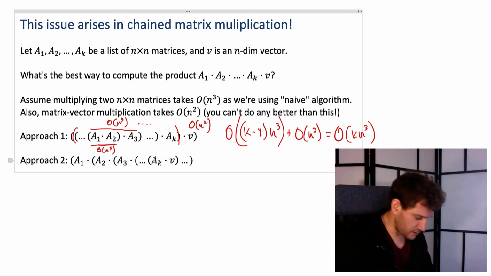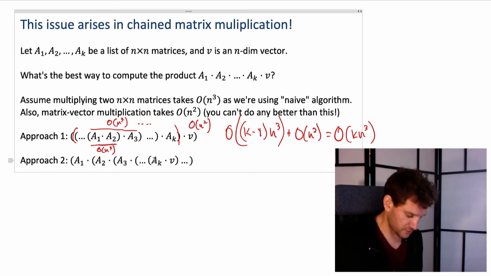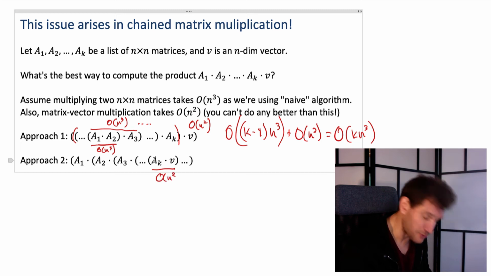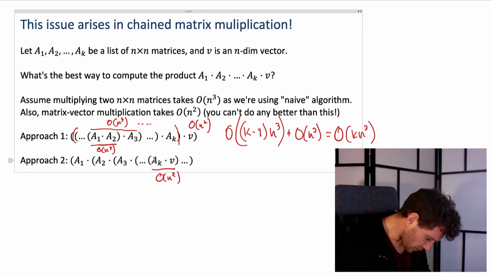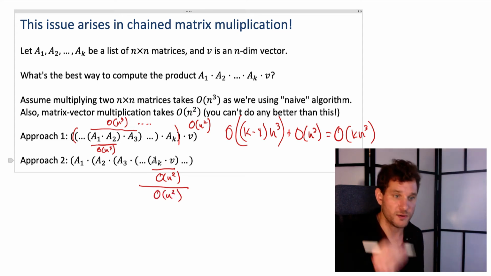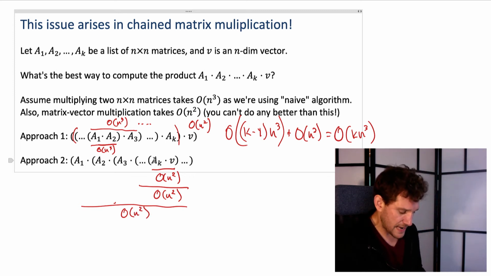Let's say approach 2. If we decided to do approach 2, you'll notice that every multiplication in approach 2 is a matrix times vector multiplication. So here, this is an O of n squared operation, because it's a matrix times a vector. The next one's going to be another O of n squared operation. And if we keep going, we're going to get an O of n squared operation for each one of these things. The last one's again going to be an O of n squared operation because A_k times v is a vector.